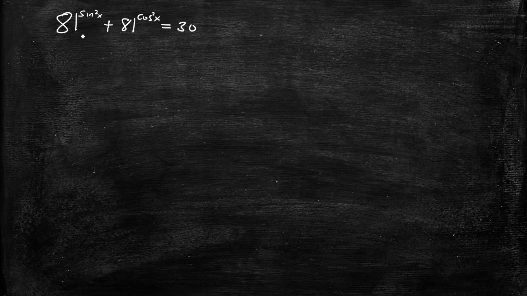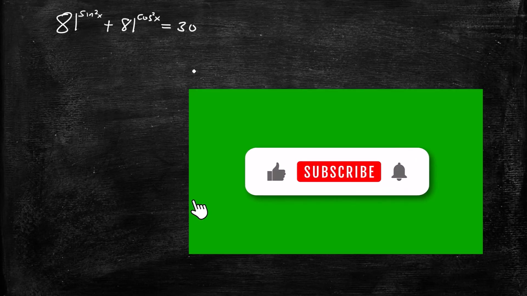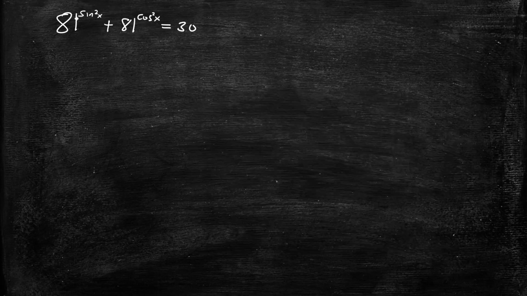Alright, we are given 81 exponent sine squared x plus 81 exponent cos squared x equals 30. So we have to find all the solutions for x. Okay, so let's take this step by step. Now we have equal bases here, 81 and 81. But the problem here is the sine squared x and the cos squared x. They are unequal here.